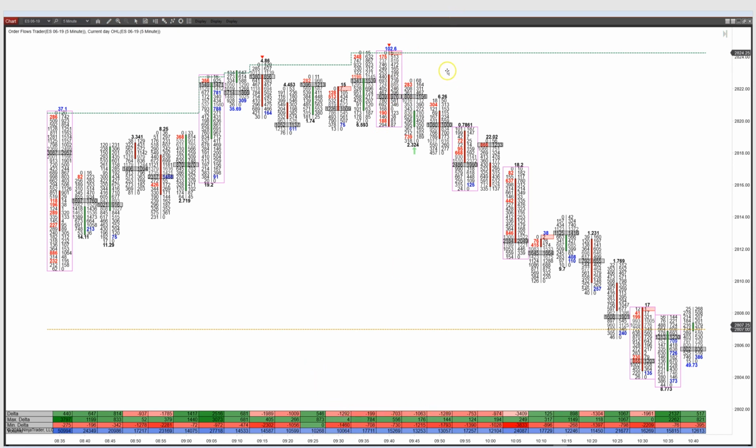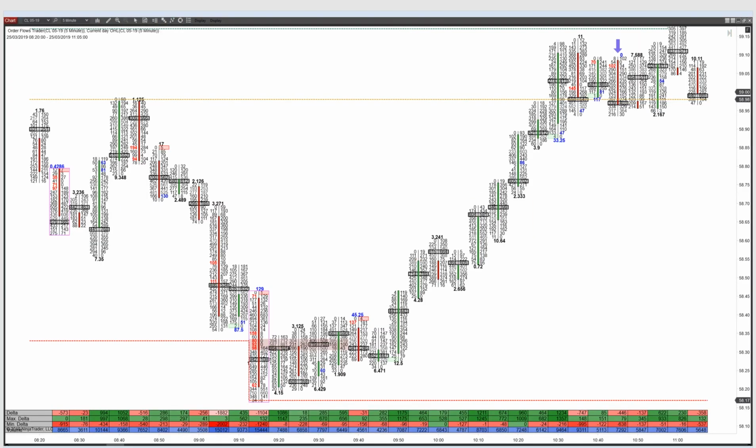Do you think this market's going higher or lower? I think it's got more of a chance to go lower than go higher. You got the selling imbalances, you got the negative deltas. Volume got light in here, but then it's picking up here: 17,000, 15,000, 13,000, 17,000. It's getting stronger again, and you're seeing stronger negative deltas.